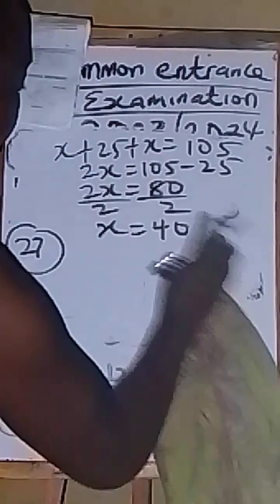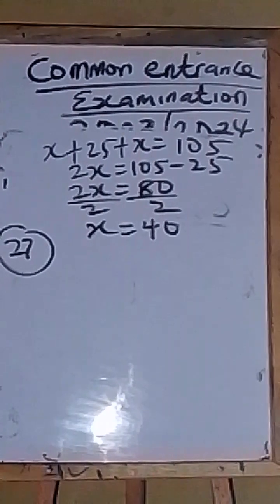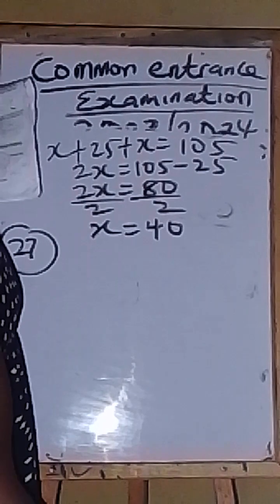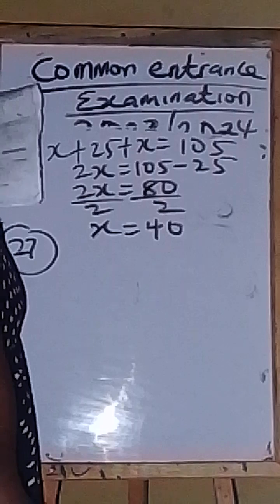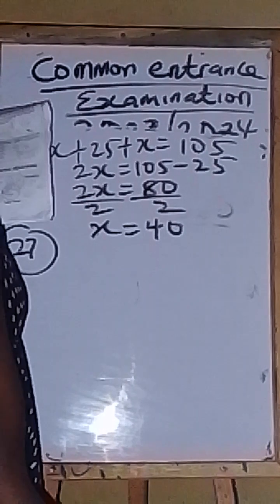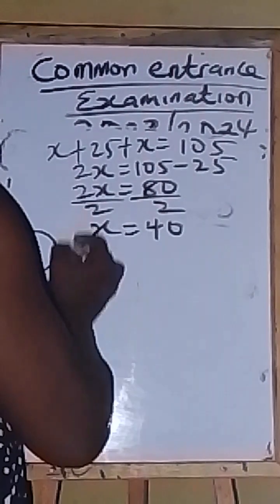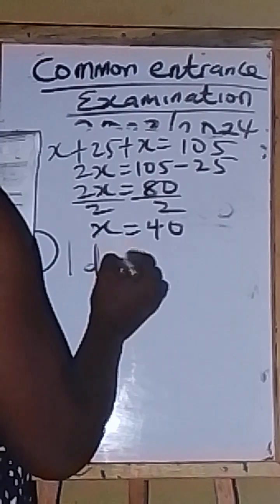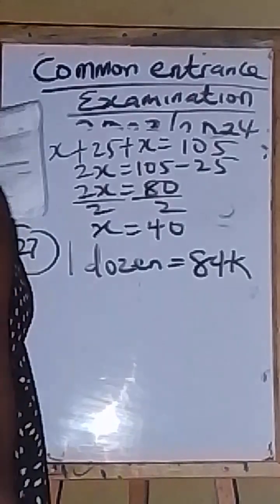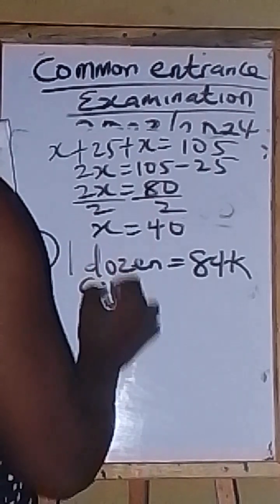Genodry bought x eggs at 84 kobo a dozen and sold them at 9 kobo each. Genodry bought eggs at 84 kobo a dozen. So 1 dozen is 84 kobo. That's the cost price.